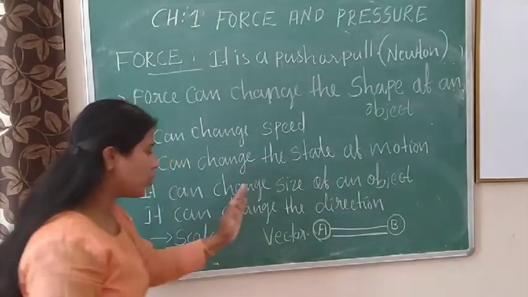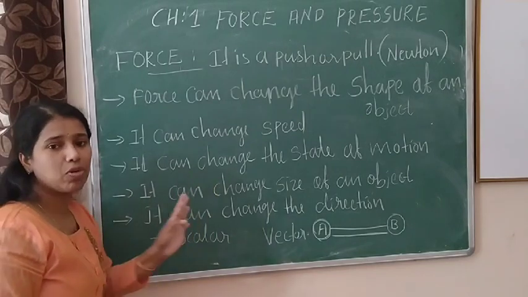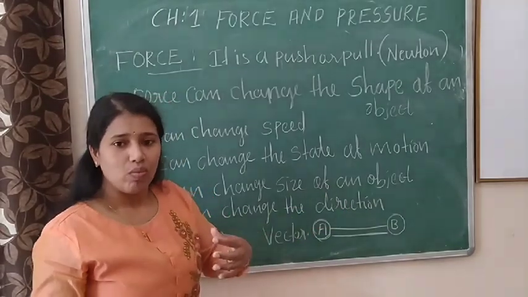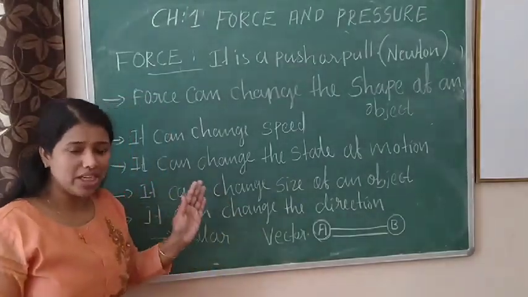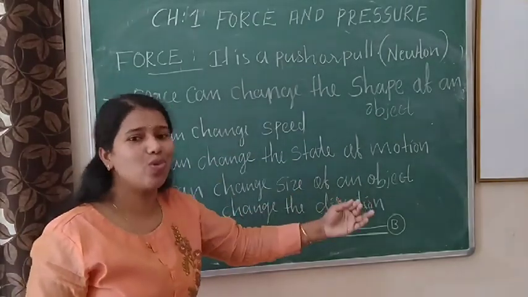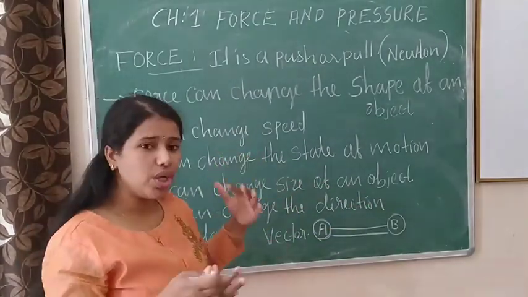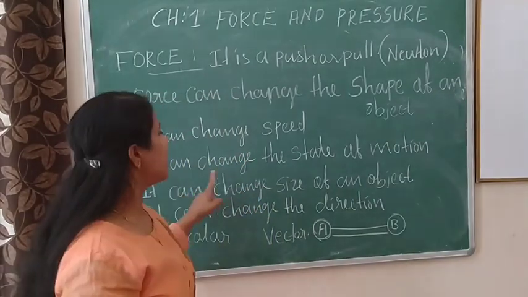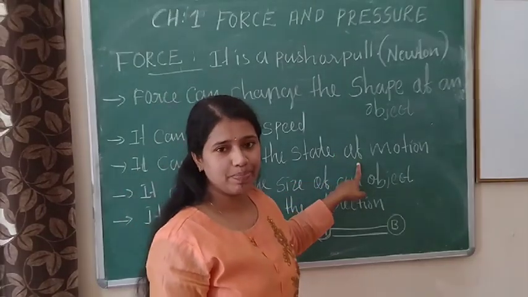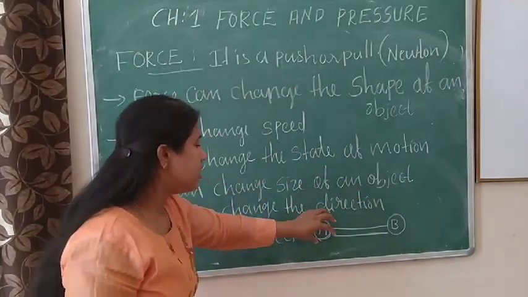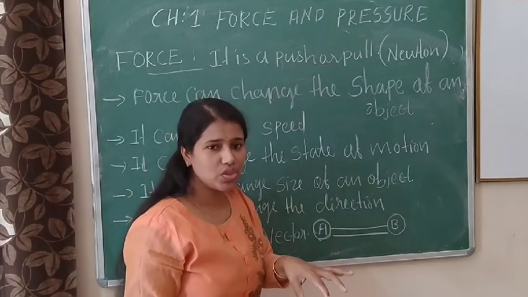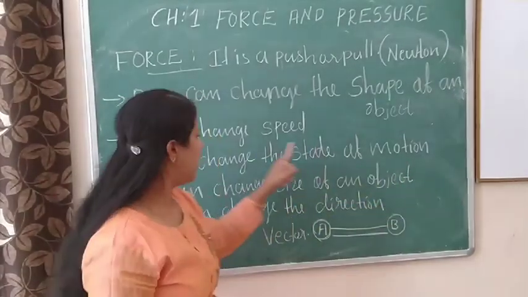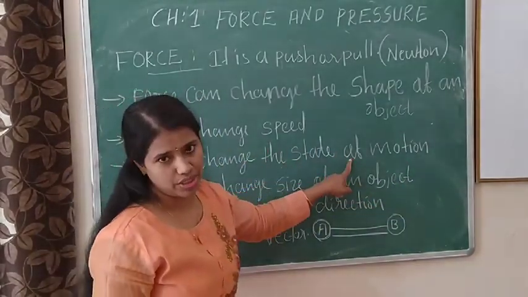For example, if one person pushes from one side, maybe it can't move. But if three persons are standing together and applying more force, it will move. That means according to the force, the speed will also change. Next, it can change the state of motion. I already told you this body is at rest, not in motion. Then we apply some force and it will move. So force can change the state of motion.